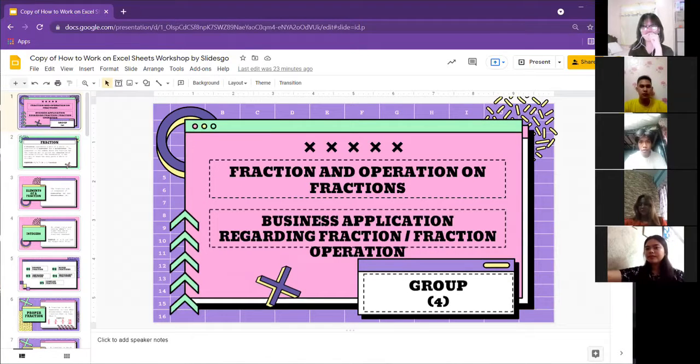Group 4, Fractions and Operations on Fractions. Business application regarding fractions and fraction operations.